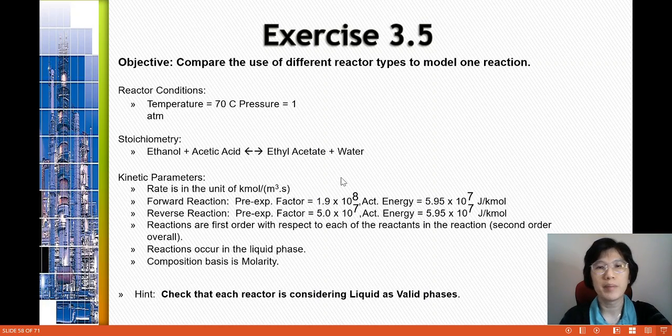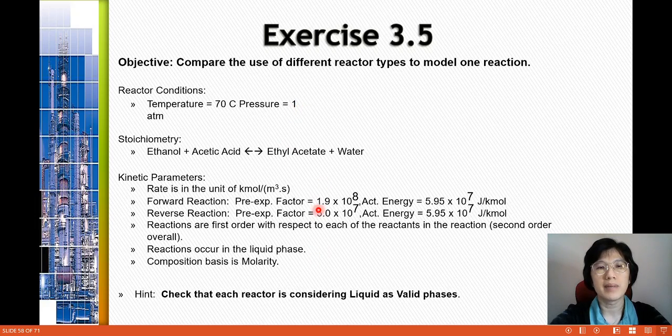So we have the problem here on the acidification reaction of ethanol and acetic acid, and the product is ethyl acetate and also water. Based on the chemical equation shown, this is actually a reversible reaction. And the reaction condition here is 70 degrees C and atmospheric pressure.